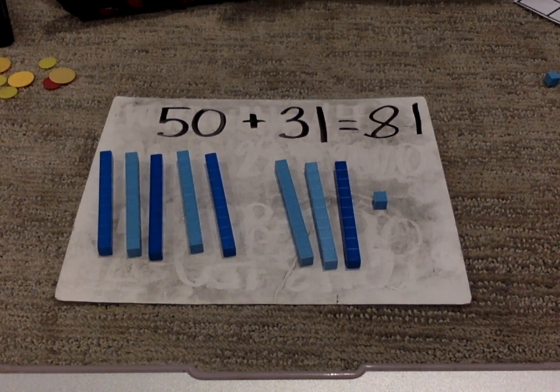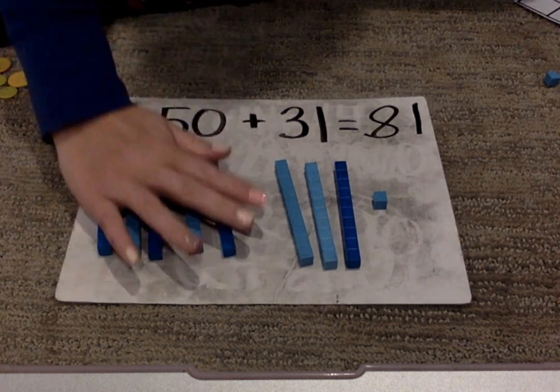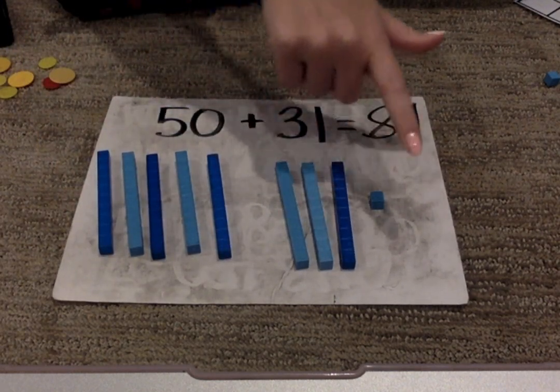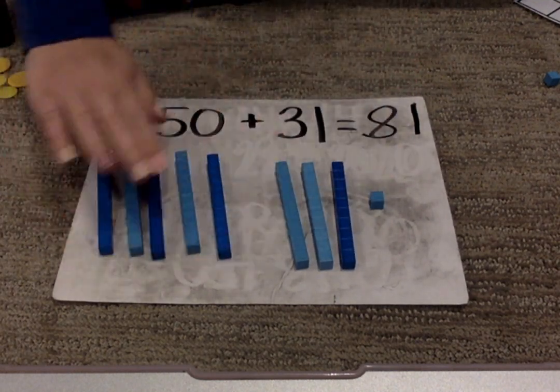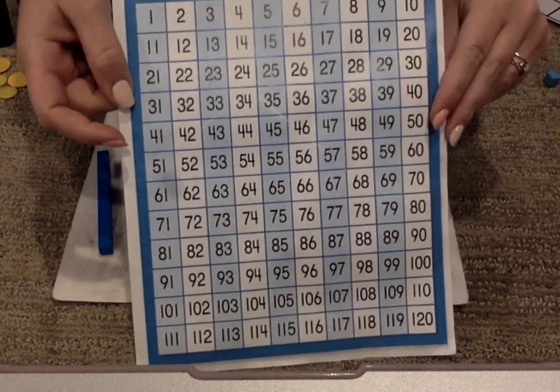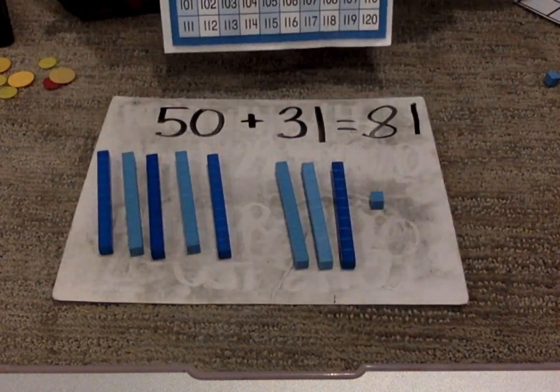Did anybody count it the first grade way like this? 50, 60, 70, 80, 81. Because we already know that was 50. We don't need to count it again. Let's try on our 120 chart. What number do we need to find first?